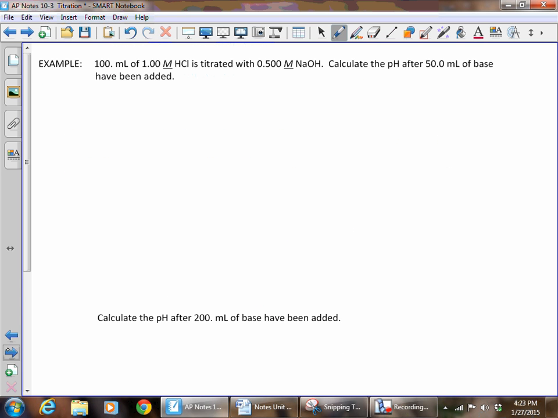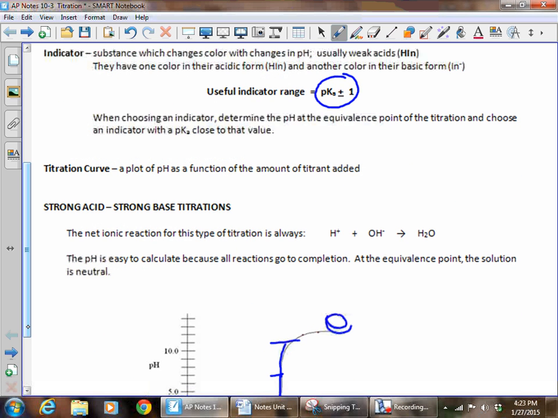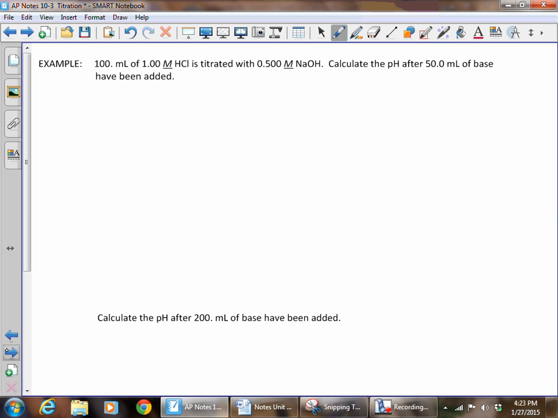So a typical problem. It says 100 milliliters of 1 molar HCl is titrated with 0.5 molar NaOH. Calculate the pH after 50 milliliters of the base have been added. Now, the reaction for a strong acid, strong base is always going to be this. You're going to have this hydrogen from the acid, the hydroxide from the base, you're going to have a completion reaction, and you're going to form water in the process. So that's always going to be the reaction for a strong acid, strong base. So that's what I'm going to write down first. We've got H plus OH minus, and it's going to yield water.